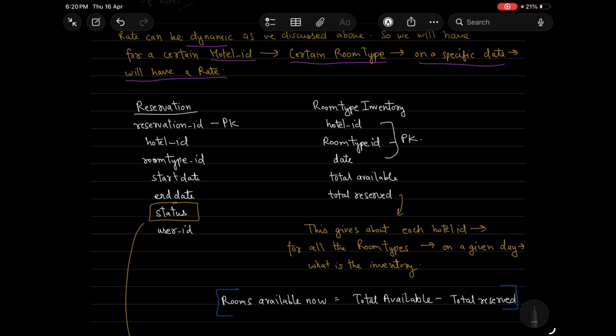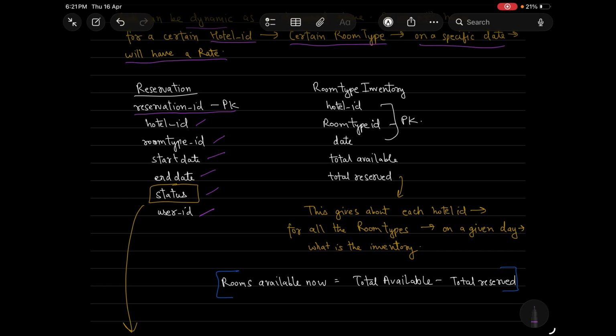Then we need reservation. This will have reservation ID as its primary key, hotel ID for which the reservation is being made, room type ID and not the room ID as we discussed above. The user will be booking a specific type of room, and the room ID or the room number we will be allocating to that user once they actually physically check in to that hotel. Then start date and end date of that reservation, status, and the user ID making that reservation.